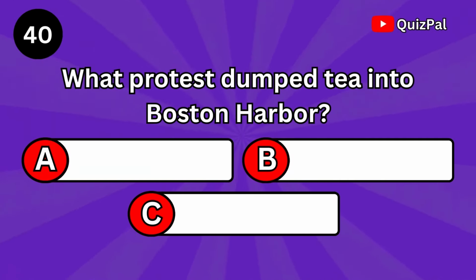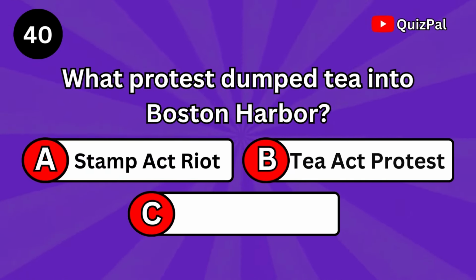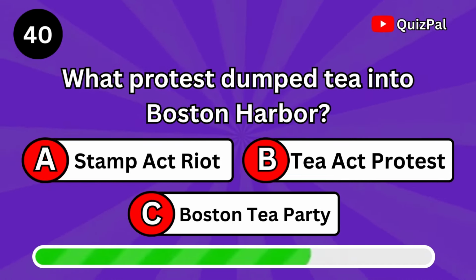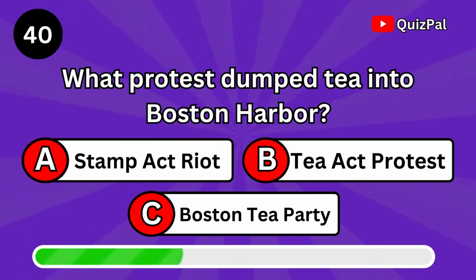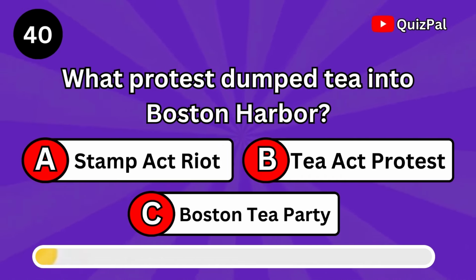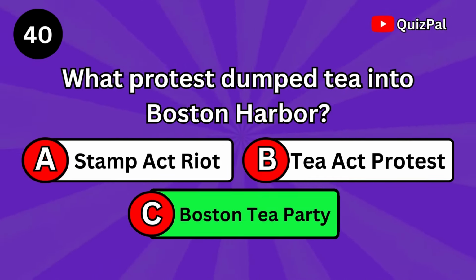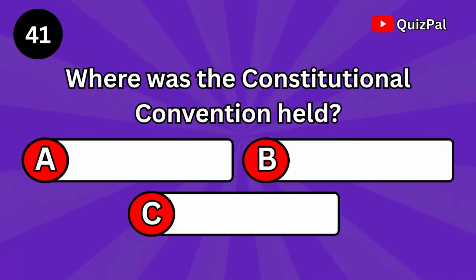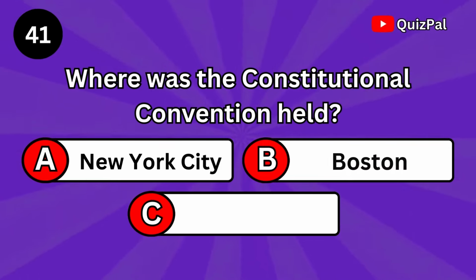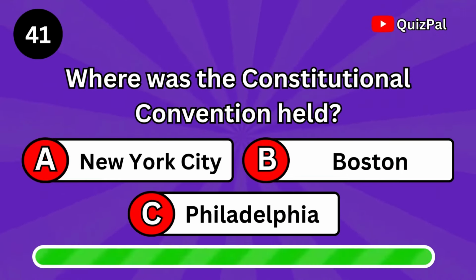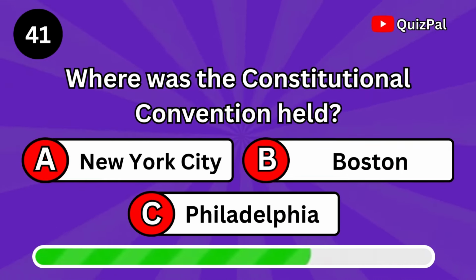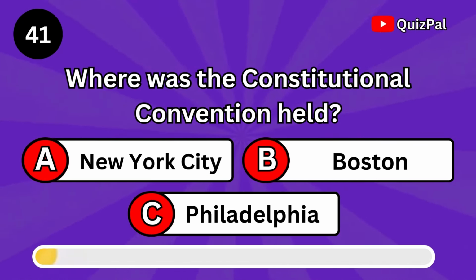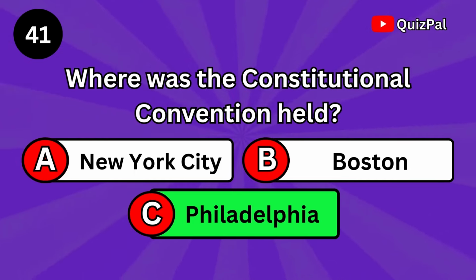What protest involved dumping tea into Boston Harbor? The Boston Tea Party. Where was the Constitutional Convention held? Philadelphia.